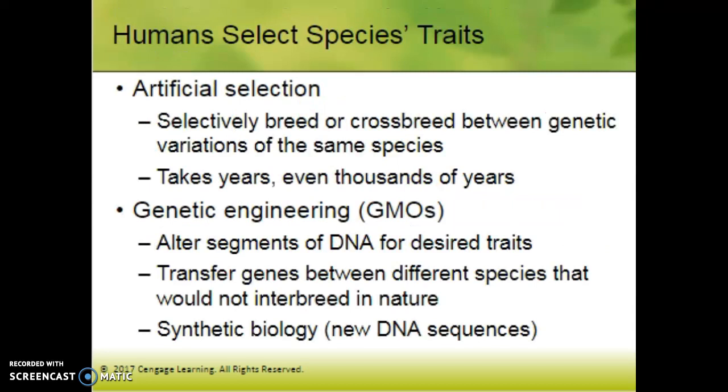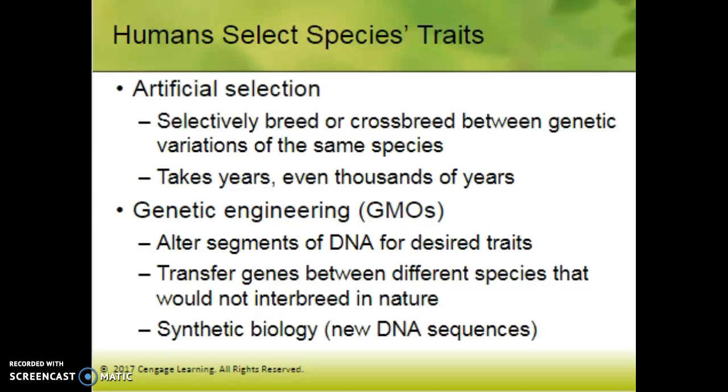Next up, we select species traits sometimes in artificial selection. We've been doing that for years and years and years. Thousands of years we've been breeding big strong cows and big strong bulls, and they make big strong babies. And big strong racehorses breed with big strong mares, and they make big strong racehorses for the next generation. Then we genetically engineer.